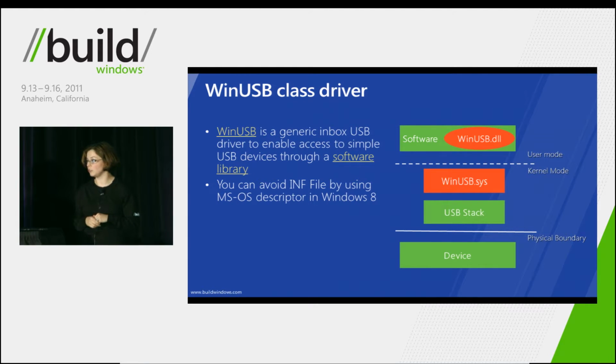In Windows 7, in order to take advantage of WinUSB, you had to create an INF file that said, hey, I want to load the WinUSB driver. However, in Windows 8, we made this really easy. You can specify that you want to use WinUSB directly in the Microsoft OS container ID by supplying a WinUSB string. With this change, you will no longer need to create and certify an INF file if you would like to use WinUSB-based devices.